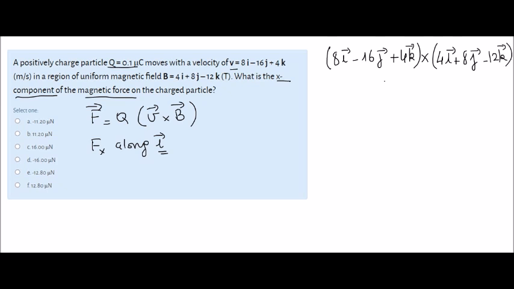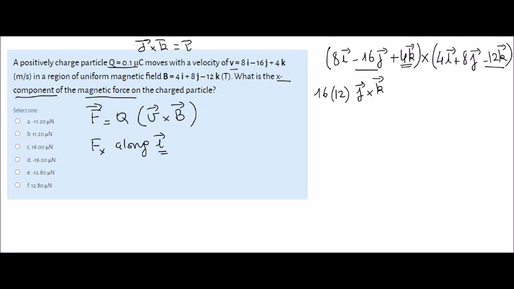Okay, I need to calculate the I component. Where is the I? It comes from the cross product J cross K. That's I. Okay. So what do I have? Minus 16J cross minus 12K. So minus with minus is plus, so we have 16 times 12 J cross K. That's what I need. I don't need other components.